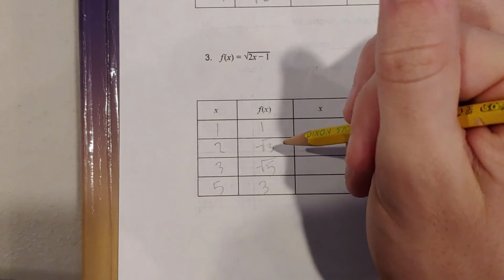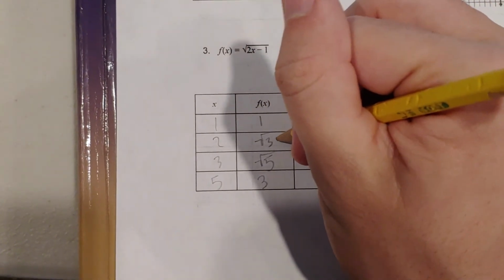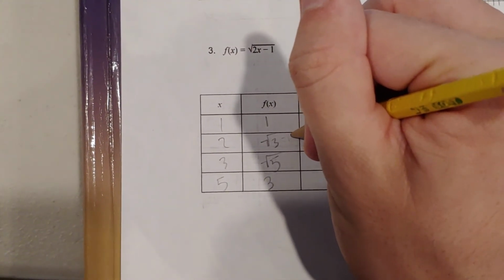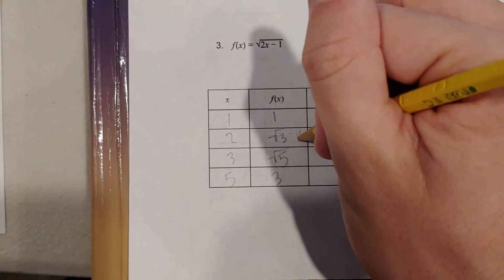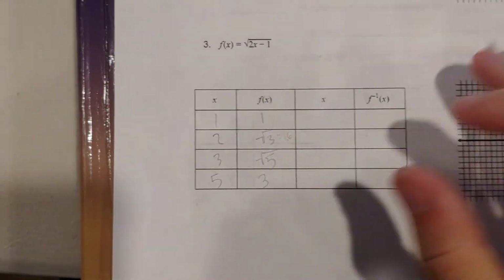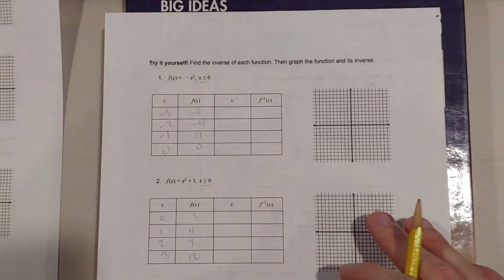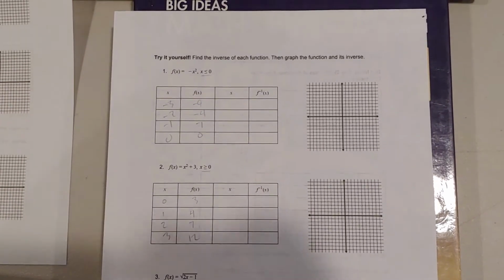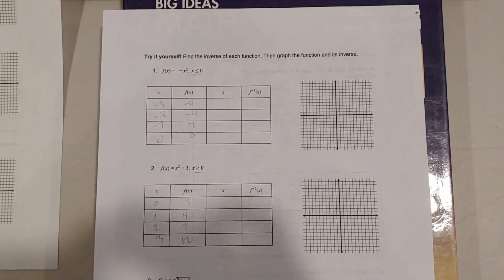If you were to plug these in, you would get some decimals. Like this is 1.6 something, and this is 2.2 something. So use that little bit of information I gave you on this back part.